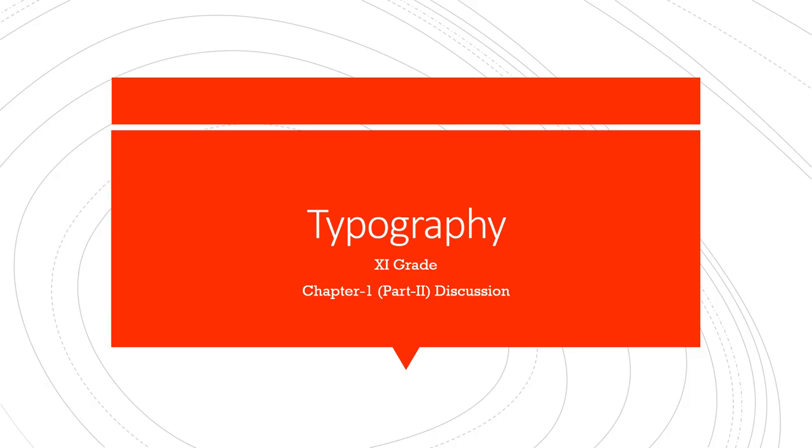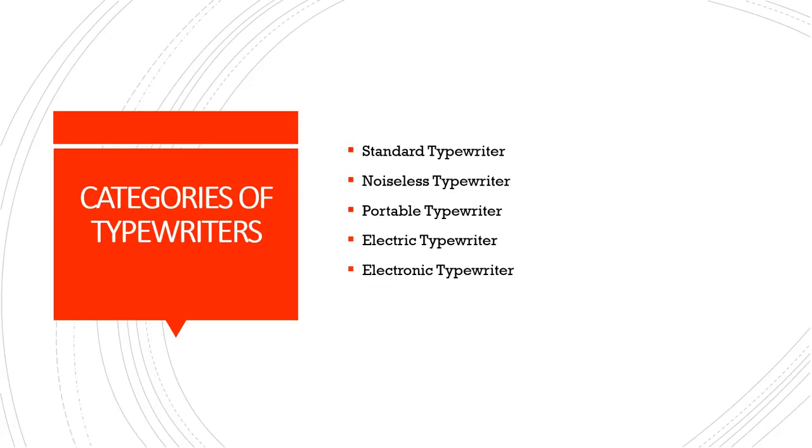Today we are going to discuss the second part of typography, chapter 1. Topic is categories of typewriter. In this part, we will discuss 5 types of typewriter: standard typewriter, noiseless, portable, electric, and electronic typewriter.